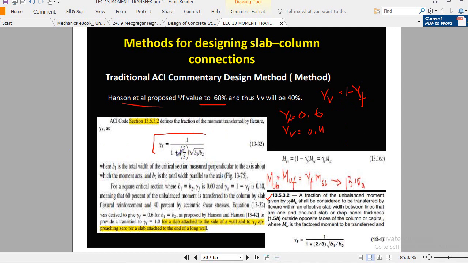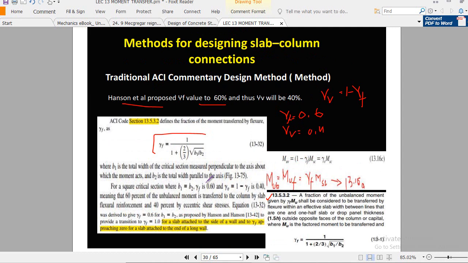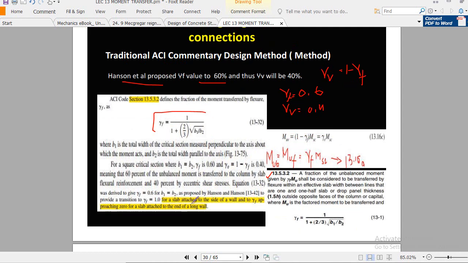13.5.3.2, and this is the formula for gamma F. Now, what b1 and b2 are, I already explained. Remember that there are different cases. Remember, for a slab attached to the side, these values may be changed. Different experiments found that these values may be changed, right?